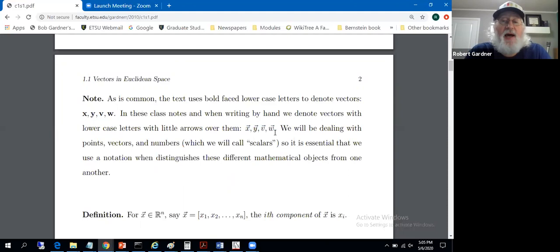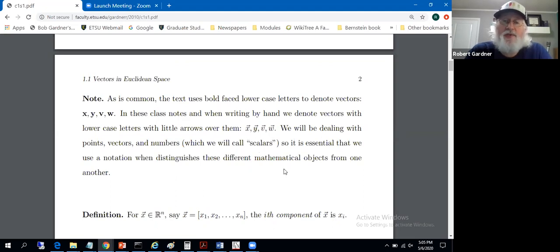And this is how we'll distinguish vectors from other things. The other things we will have will be points. We won't indicate points with little arrows over them because that's what vectors are. We'll have numbers, scalars we'll call them, and we won't have the little vector arrows over the scalars. We might have x the scalar versus x the vector.